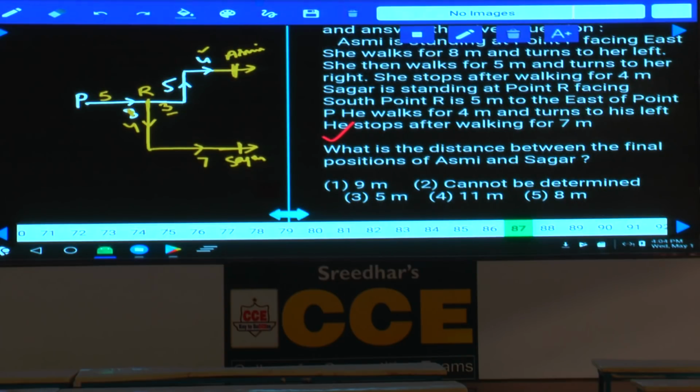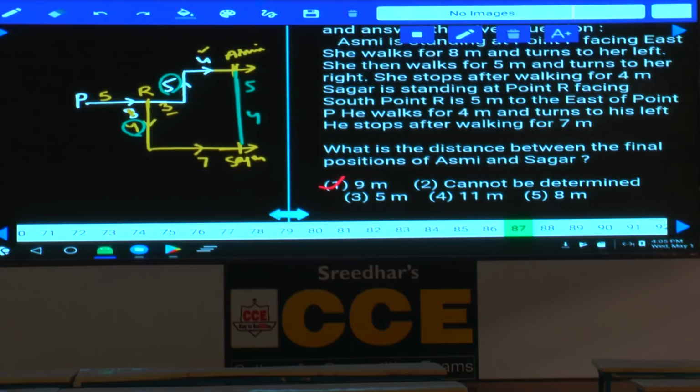Then question number 87. What is the distance between the final positions of Ashmi and Sagar? Now we need to identify the distance between Ashmi and Sagar. Tell me what is the total distance here? Now this is equivalent to this 4 towards south and this is 5. Hence 5 plus 4 in total 9 meters, choice 1. The distance between these two persons finally is 9 meters. Choice 1 is the answer.